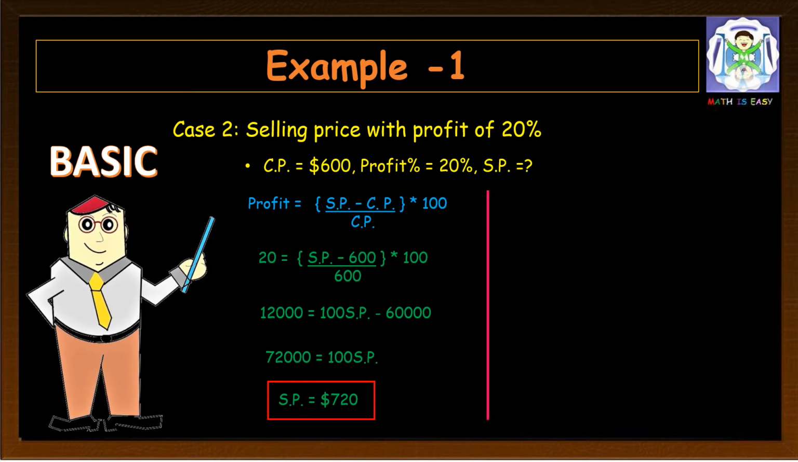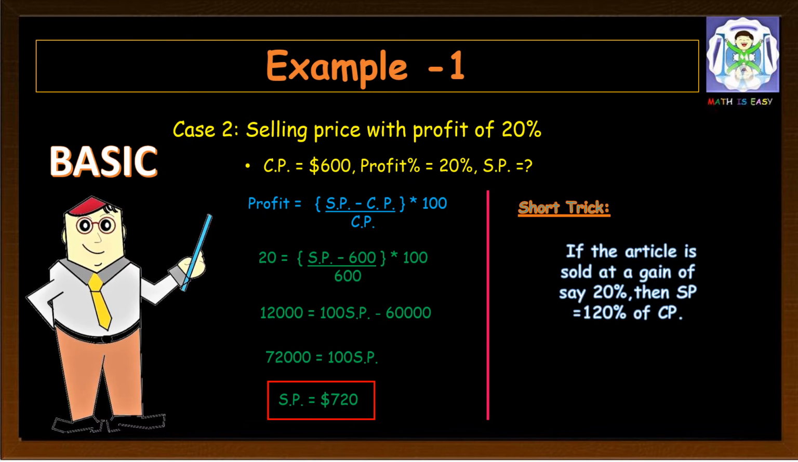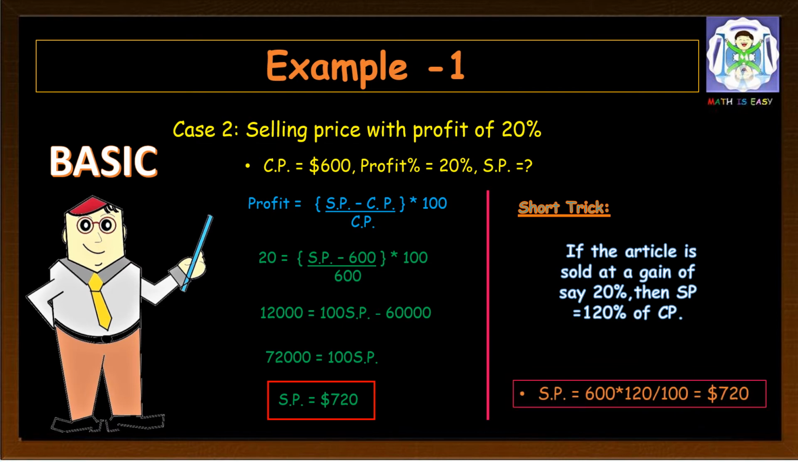As I told you earlier, whenever you are given the profit percent, that is always over the cost price. Suppose you are given 20% of profit, that means you have 120% of cost price. So the selling price is equal to 600 multiplied by, because it's a profit of 20%, so it's always 120%. So 120 over 100 is equal to $720.